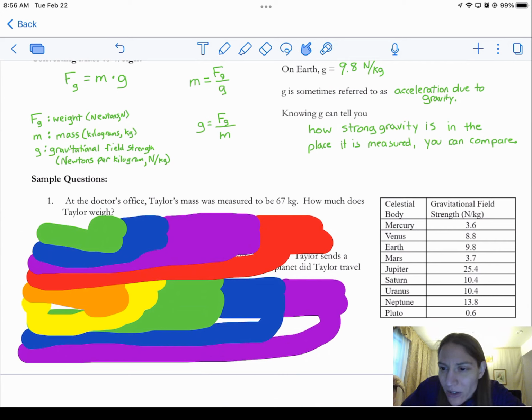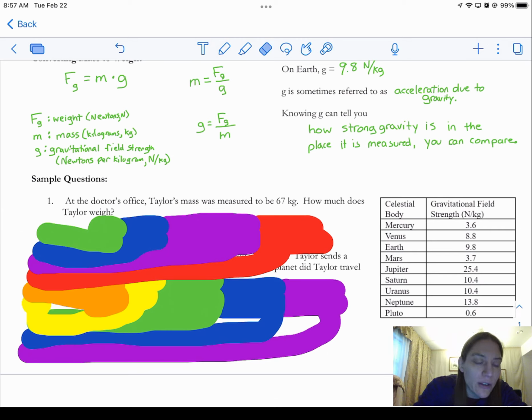The biggest number there looks like Jupiter. Jupiter must have the strongest gravity. So that would be the place where you could go and weigh the most. Where could you go and weigh the least? Ooh, Pluto. Pluto has the tiniest number there, 0.6. So if you wanted to weigh the least, Pluto is where you should go. Okay, so that's what you can do with knowing the gravitational field strength.